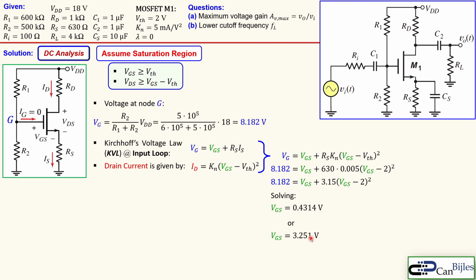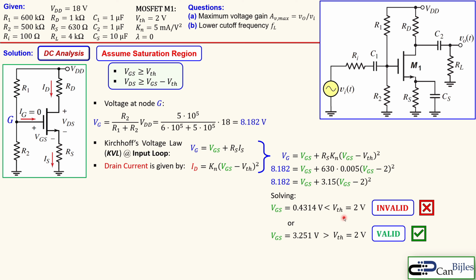Which one is now valid for this circuit? We have said that our saturation region is valid. That means the gate to source voltage is at least the threshold. If I look at 0.4314, this is less than the threshold voltage, which is then not valid. And 3.251 is larger than the threshold voltage, so this is valid. So we have two solutions mathematically, but this is the one which will be valid for this circuit, which means VGS is 3.251 volts. Now, since we know that, we can use the formula for the drain current in order to calculate the drain current here.